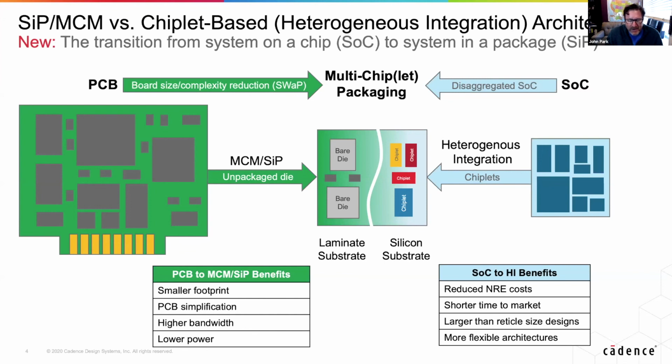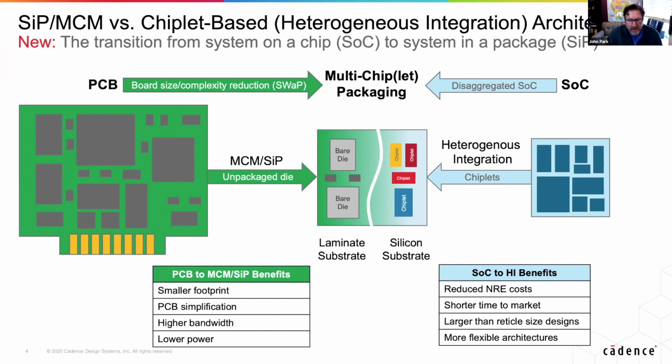You take the die out, and you're able to place them closer together, so you end up with a smaller footprint and less power, because you don't have to go through all the packaging interconnect. It was initially driven under the term SWAP, size, weight, and power, which is important to the defense industrial base. So multi-chip module and system in package, at least in my definition, is really about the simplification, streamlining, and improving the performance of a PCB. That's the left-hand side of this picture.